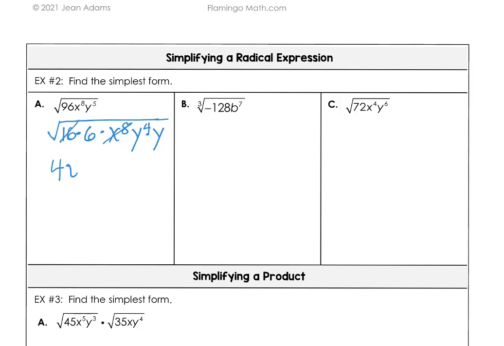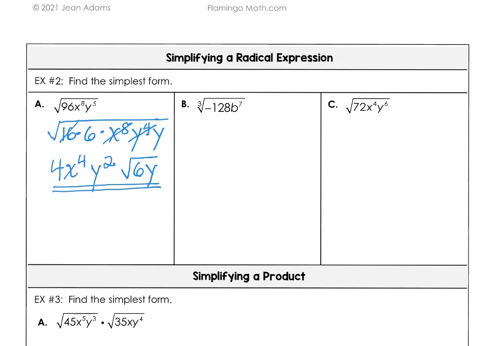I'm sorry, that would be x to the 8th divided by 2. So we would end up with x to the 4th. And then the square root of y to the 4th would be 4 divided by 2. So that's y to the 2nd. And under our radical, we would have 6 times y. So 4x to the 4th, y squared, times the square root of 6y.